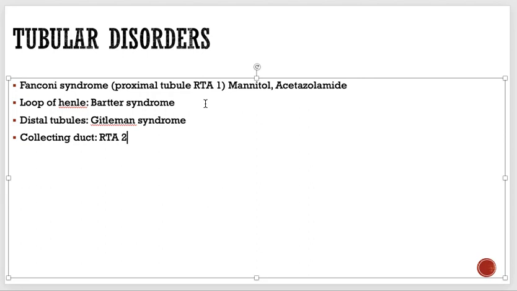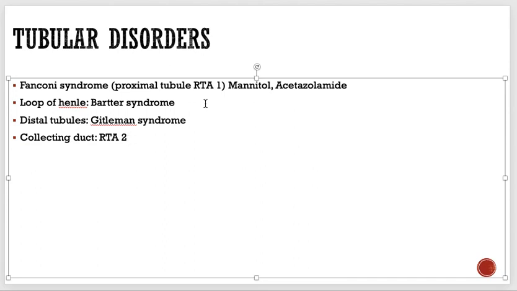In the cortical collecting ducts, by the way, aldosterone acts here to retain sodium and excrete potassium. In distal renal tubular acidosis, there is failure of H plus excretion. It could be a primary genetic condition, or secondary to many other conditions, or to drugs like lithium.